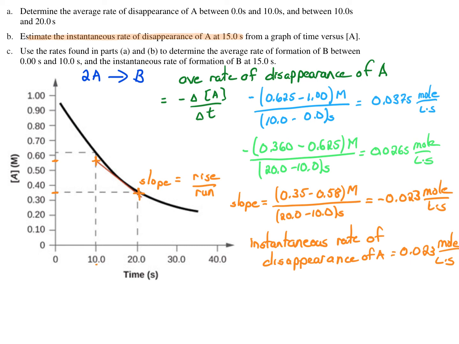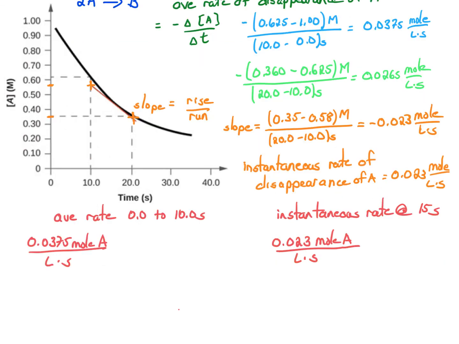Finally, we're asked to consider the rate of reaction with respect to B. We're going to be looking at two different rates: between 0 and 10 seconds, the average rate, and the instantaneous rate at 15 seconds. Here are the relevant rates with respect to A. Now let's bring in the reaction stoichiometry. For every 2 moles of A consumed, we produce only 1 mole of B. So the rate of appearance of B is going to be half of each of these rates.